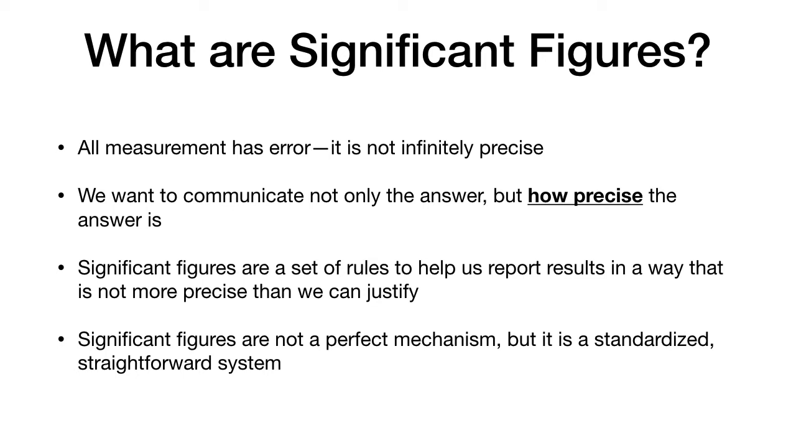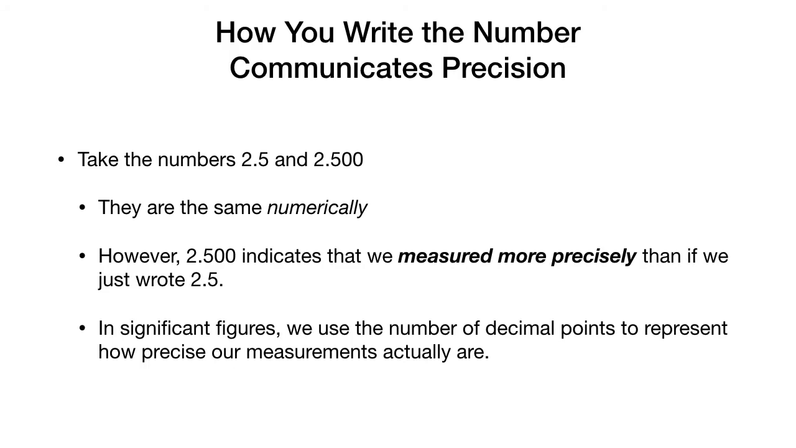And so significant figures gives us a way to talk about our original measurements and our final calculations in a way that we can justify the precision that we report. So let's look at two numbers, 2.5 and 2.500. Now, numerically, they're the same. If I multiply them by 3, I'll get the same answer. If I divide them, I'll get the same answer. They're the same numbers. However, 2.500 indicates that we measured more precisely than if we just wrote 2.5.